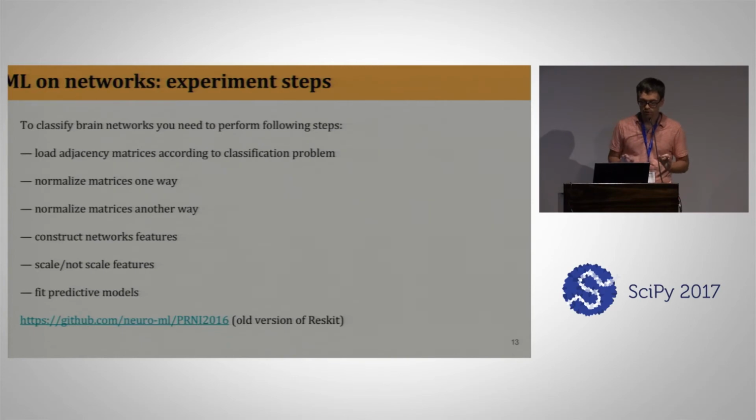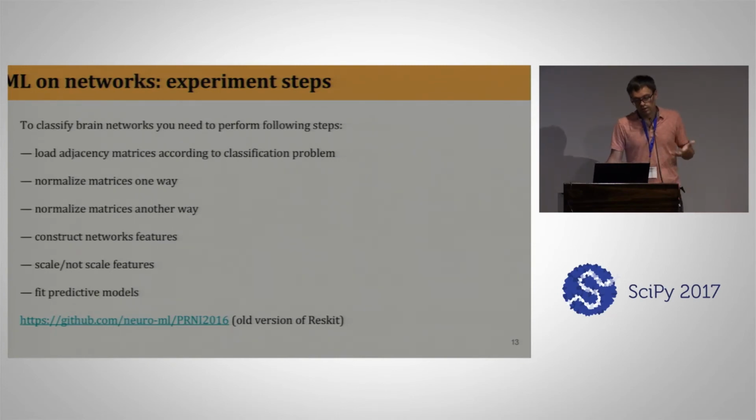To classify brain networks, essentially you need to perform the following steps. You need to load adjacency matrices according to some classification problem. For example, you may have your basic data and some kind of baseline data, and you want to compare results on baseline data, for example, some kind of tricky metrics or maybe simple metrics, and your transformations.